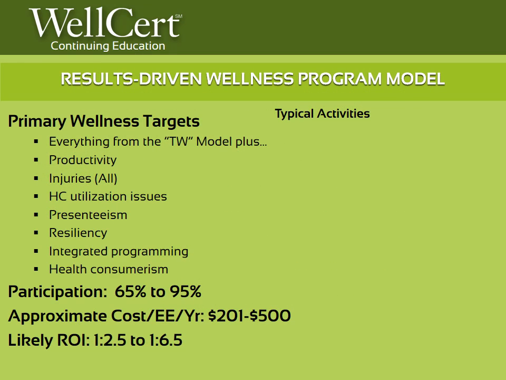Now, the results-driven wellness program model is that third model that we looked at. And the primary wellness targets, everything from the traditional wellness model, and that may mean bringing some of the feel-good activities forward. Plus, we start to then focus on a broader range of productivity-related issues. Injuries become more of a concern for us, both in the work site, but injury prevention in the home setting, vehicular situations where we're traveling, and recreational situations. So I may expand my injury prevention activities in that type of approach.